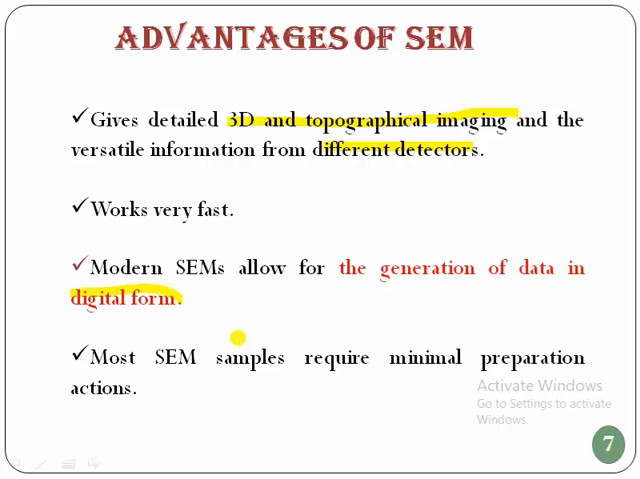So most SEM samples require minimal preparation actions. This is also an advantage. There is no preparation of sample. There are some requirements of material which we can apply in the scanning electron microscope, but if we can't fulfill that particular requirement, we can use that kind of specimen chamber, as you can say, sample holder. So it doesn't require any preparation. You have to directly take your sample, put it in your sample holder, and you can scan and you will get an image. It's very easy.